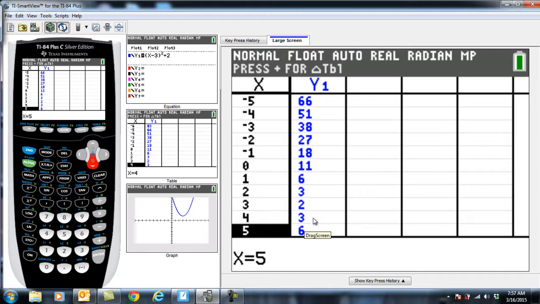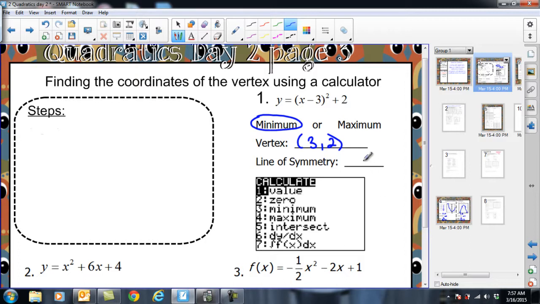And so you see these numbers start to repeat. Well, this is the only one that doesn't repeat, which means that's going to be my vertex. So the table verifies it for us. That's where it is. The line of symmetry is the x value of that vertex, so it's at x equals 3. So let's list those steps again.